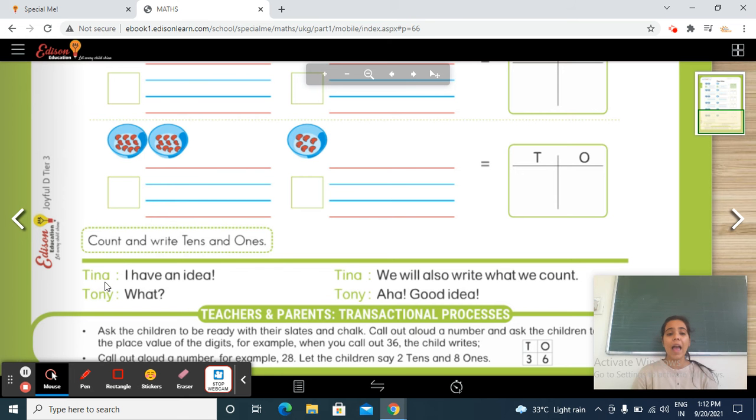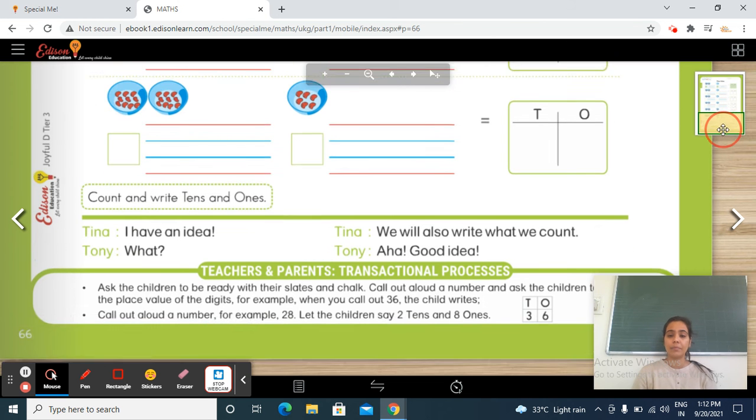Okay. Now there is a conversation also between two friends named Tina and Tony. So Tina said, "I have an idea." So what Tony said, what idea you have? So Tina said, we will also write what we count. So if we count, we can also write it. So Tony said, yeah, it's a good idea. So students, see, both the friends are doing the same. So you also have to do it properly.